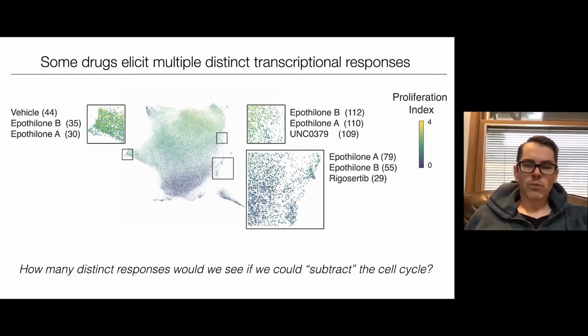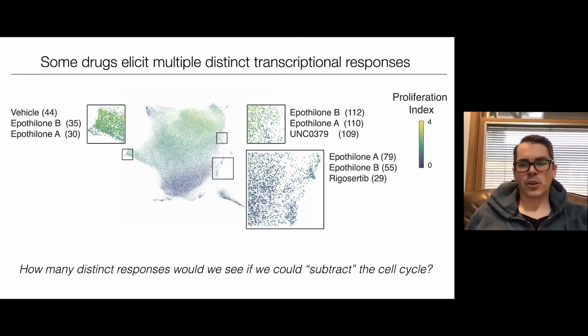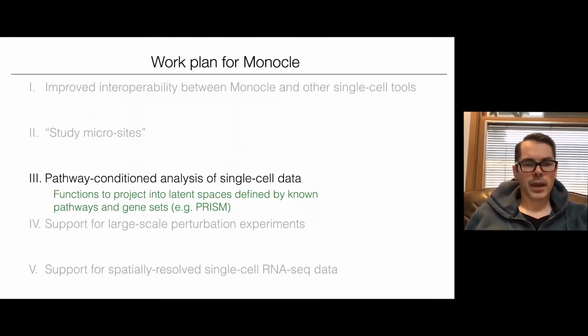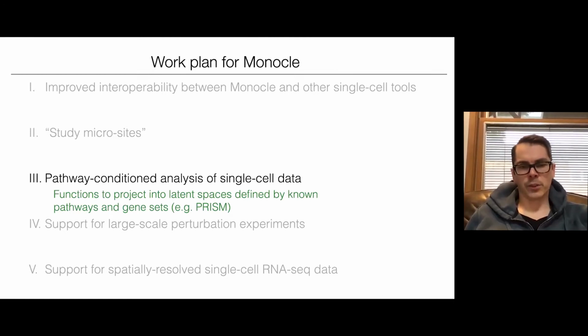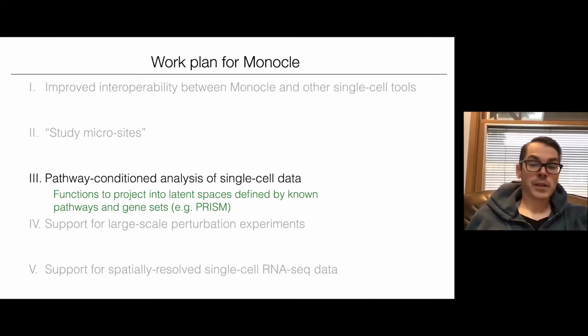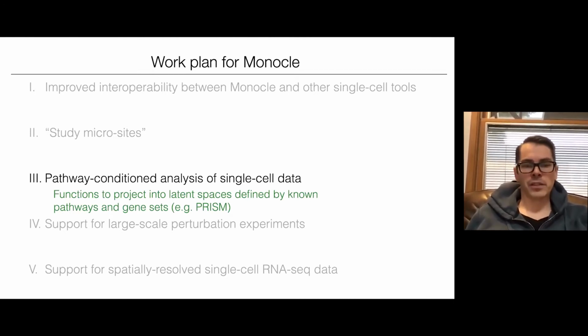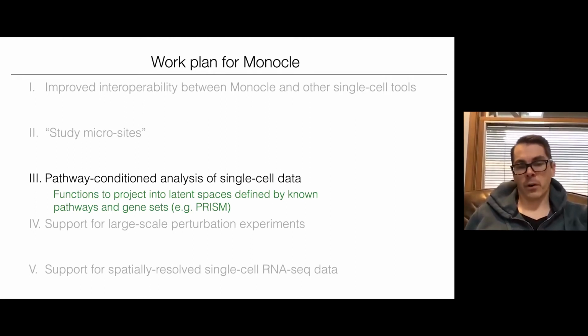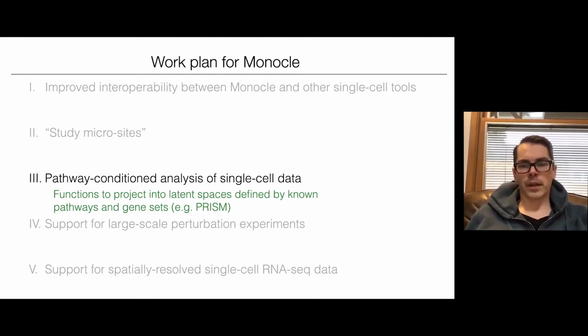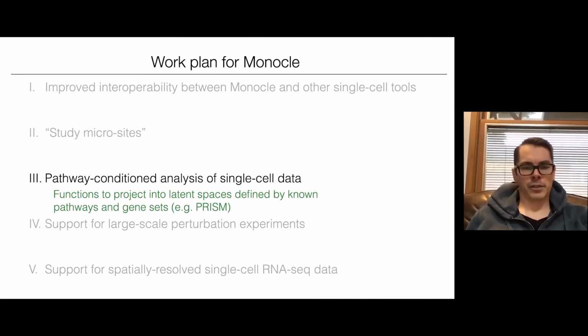So we want to be able to interpret our variation across single cells in terms of known a priori biological pathways and things like that. And there's lots of literature on how to do this kind of thing. There are these latent space models that project data into latent spaces that are defined by known pathways and gene sets, like PRISM is an example of that, but there are others. So we're going to be experimenting with different ways to do this in a super scalable fashion over the next year.